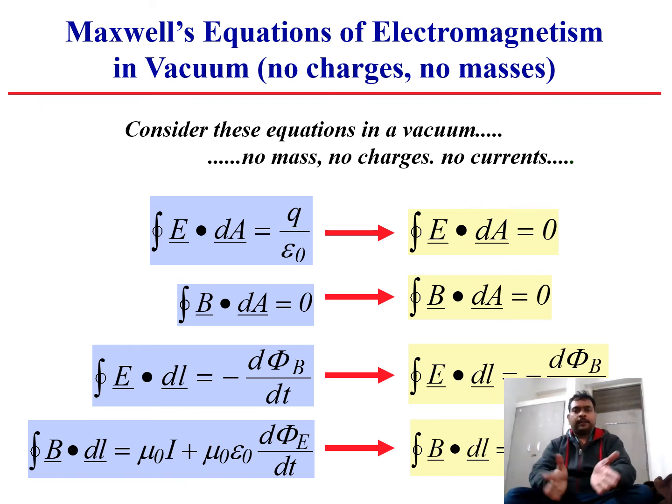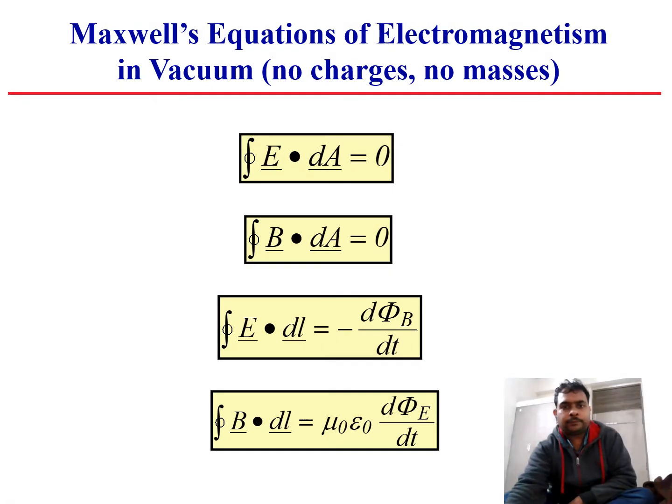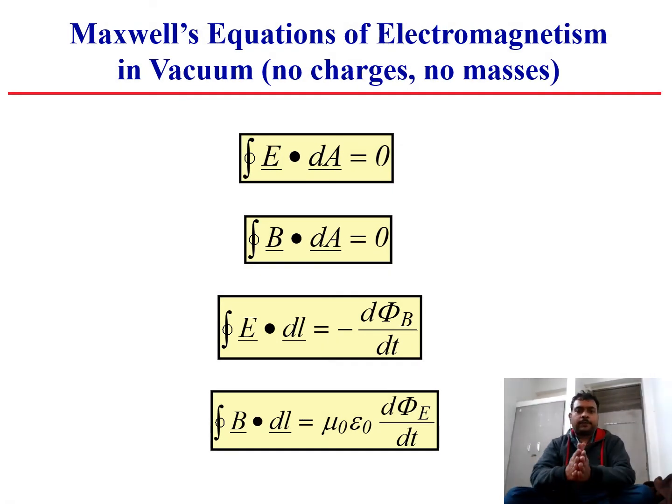When there are no charges and no currents present, simply put Q equal to 0 and I equal to 0, then you get these results. So this is my special case when we have Q equal to 0 and I equal to 0. That means no charges, no currents, and in vacuum. What will be my Maxwell's equations? You can easily see. So this is a special case of Maxwell's equations.